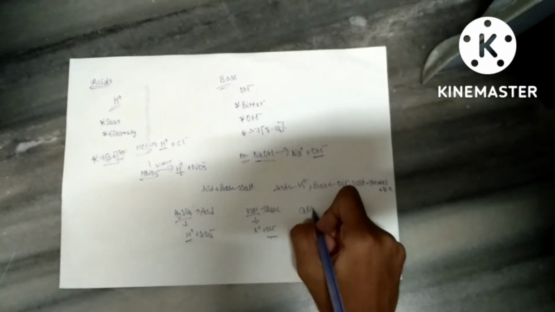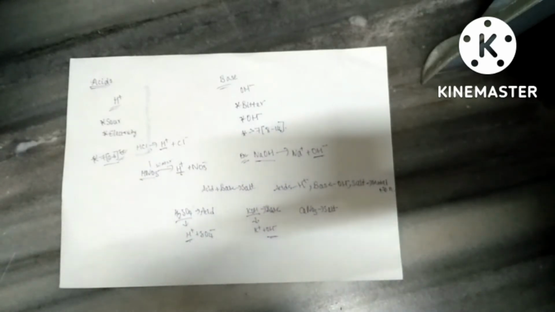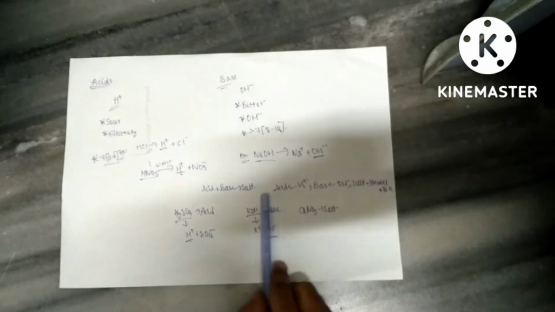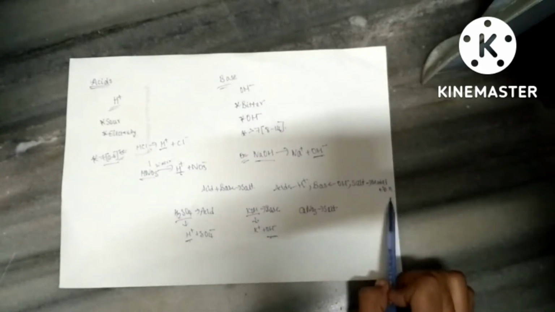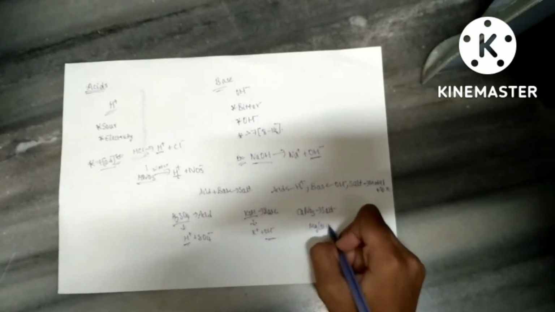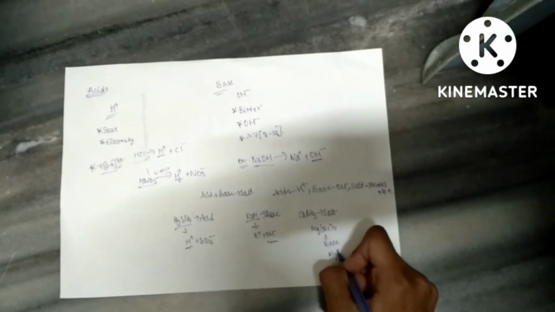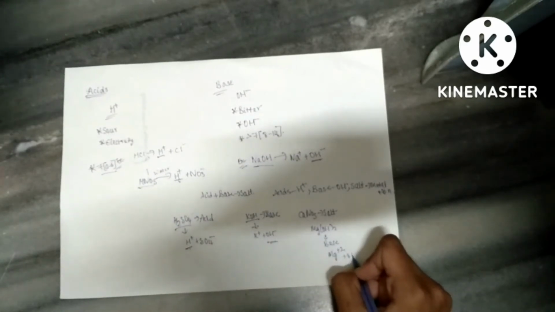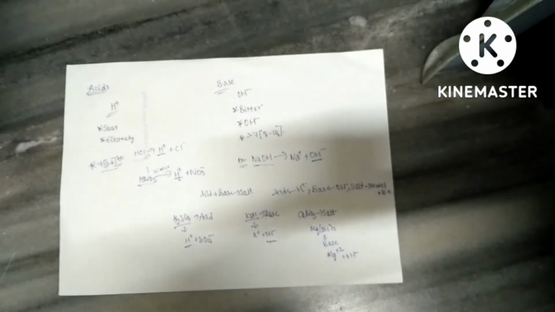Next, CaNO3. CaNO3 is a salt because here calcium is a metal. When metal is reacted with NO3 minus ion, it is a salt because metal plus ion gives rise to salt. Next, Mg(OH)2. This is a base because when it dissolves in water, it produces Mg plus 2 and OH minus ions. In this way, we can identify whether the given substance is acid, base or salt.